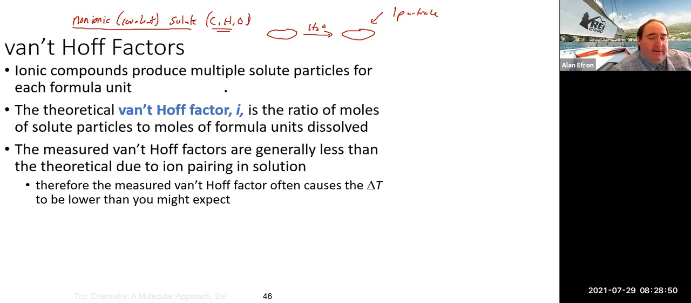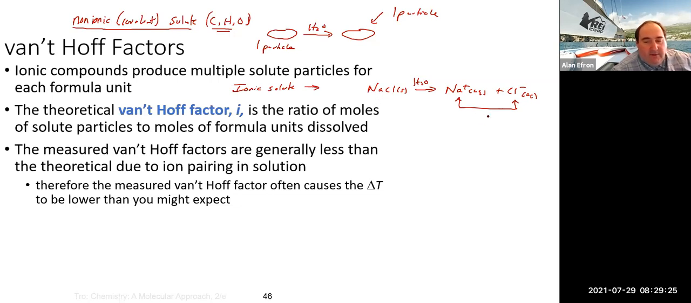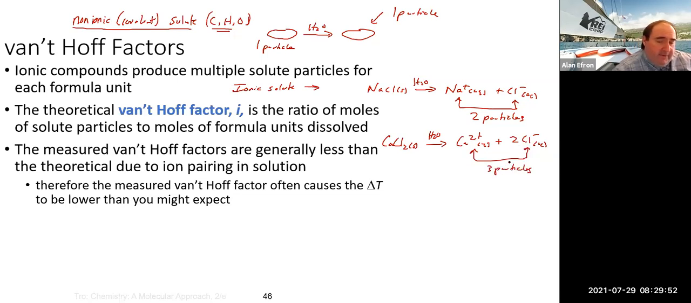Now that's very different than if we took something that is an ionic solute and dissolved it in the solution. For example, if we took something like sodium chloride and put it into water, we get a sodium ion floating around and a chloride ion floating around. We actually now get not a one-to-one, where one particle went in and one particle came out. In this case, one went in, but we get two particles floating in that solution with that solvent. If we took something like calcium chloride, and again put it into water, we get a calcium ion and a couple of chlorides. We now have three particles floating around that solution.